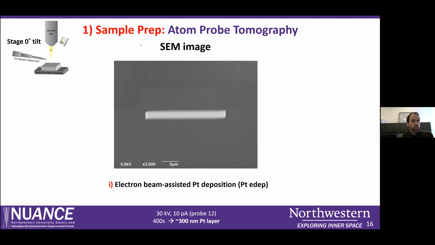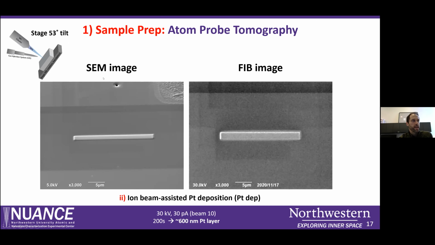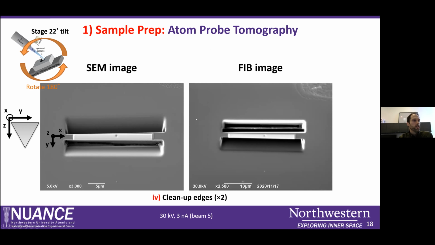The second sample prep method that I would like to talk about is atom probe tomography. So similar to our TEM sample prep, we typically deposit a large bar of platinum using the electron beam. Then we do the same thing for the ion beam, deposit some more platinum. We mill our trenches in a specific way. So we're tilting our stage at 22 degrees. So the ion beam basically comes in from this angle.